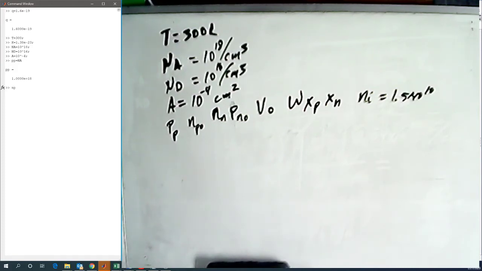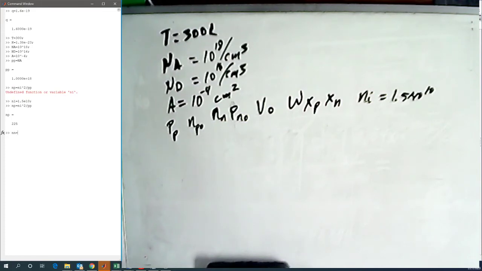N sub P is equal to, if we go back to mass action law, Ni to the second divided by P sub P. And I didn't find Ni. Okay, 225. And that's what it has here in the book as well. So we did that one right.